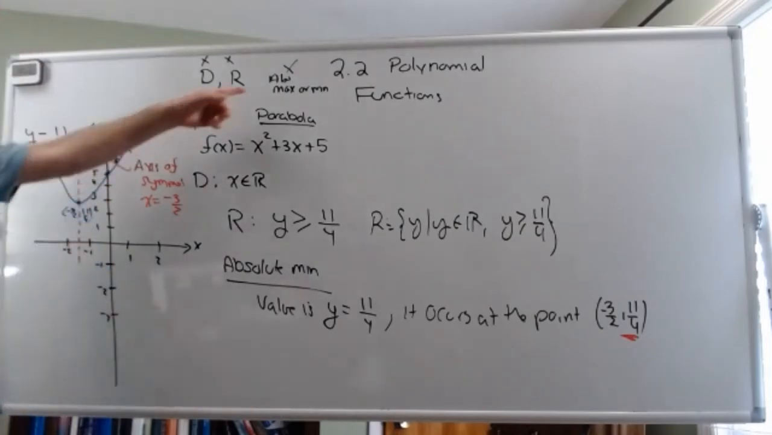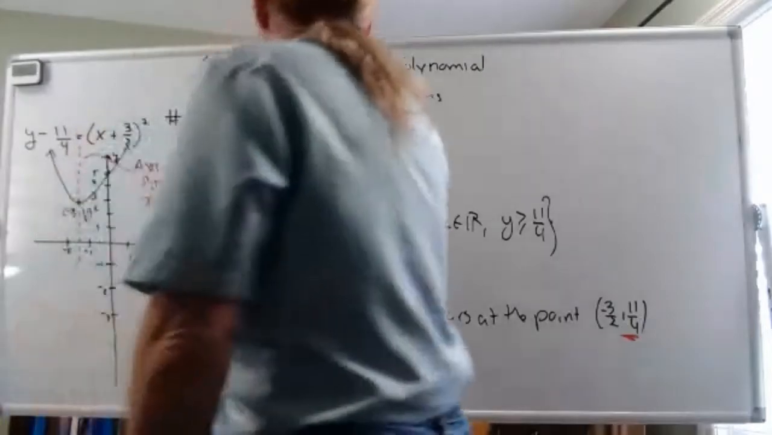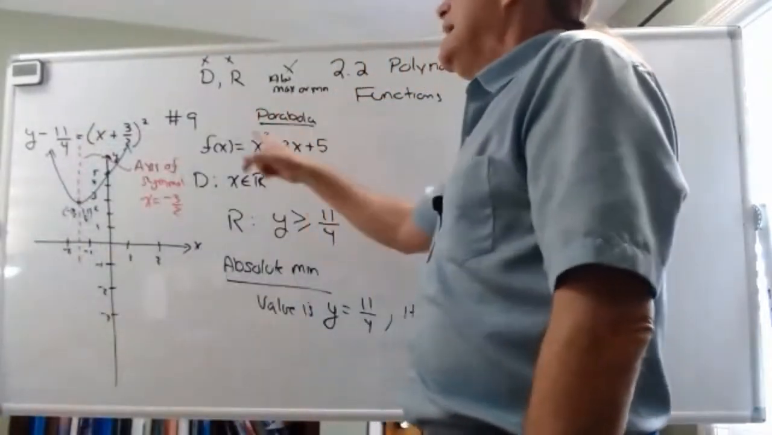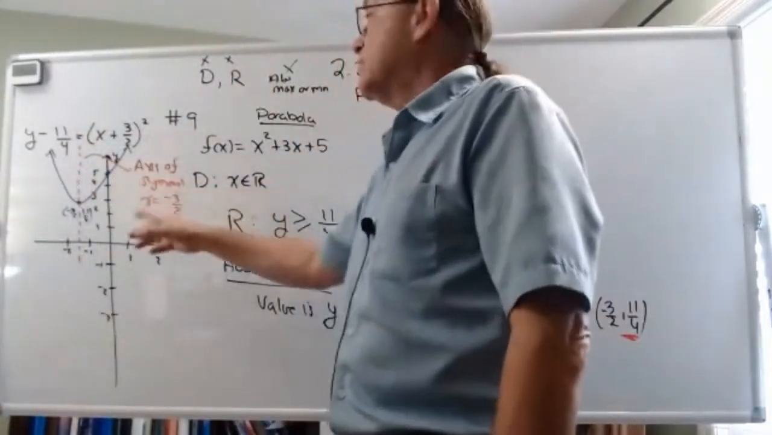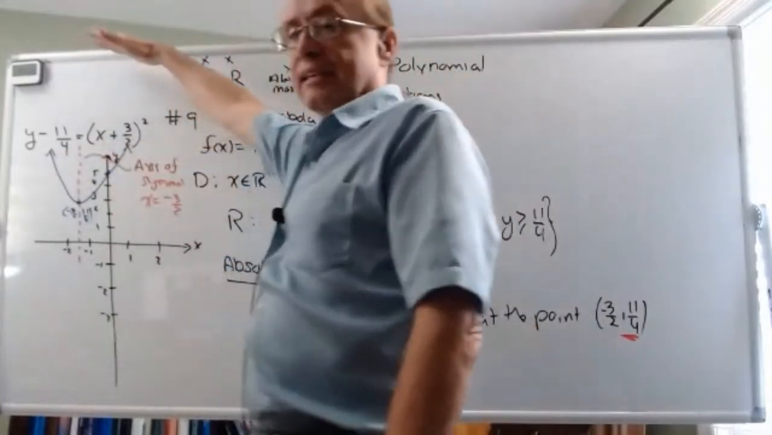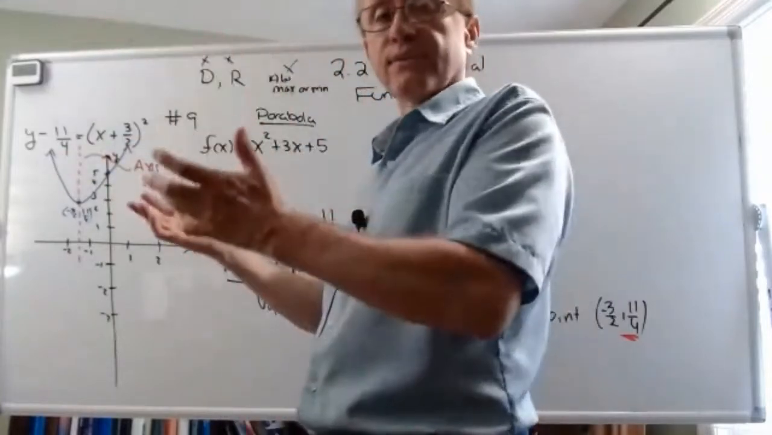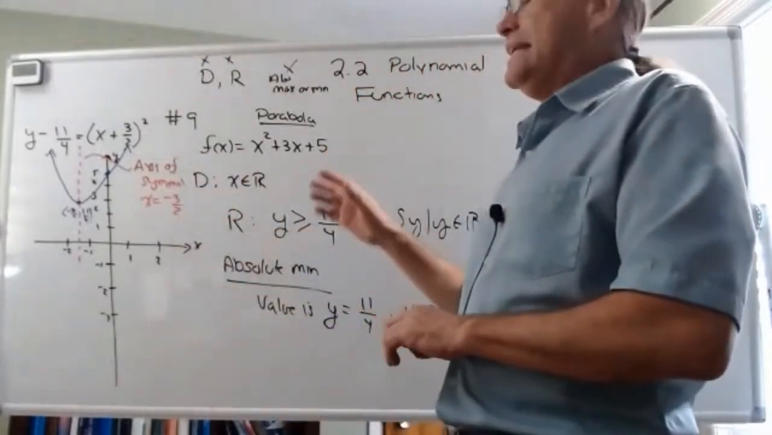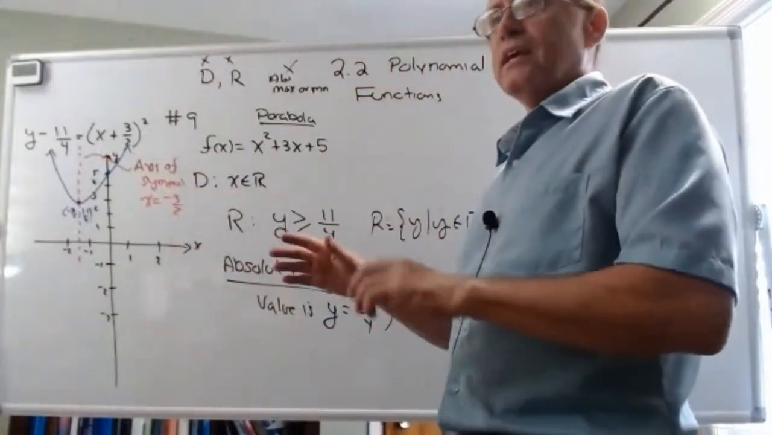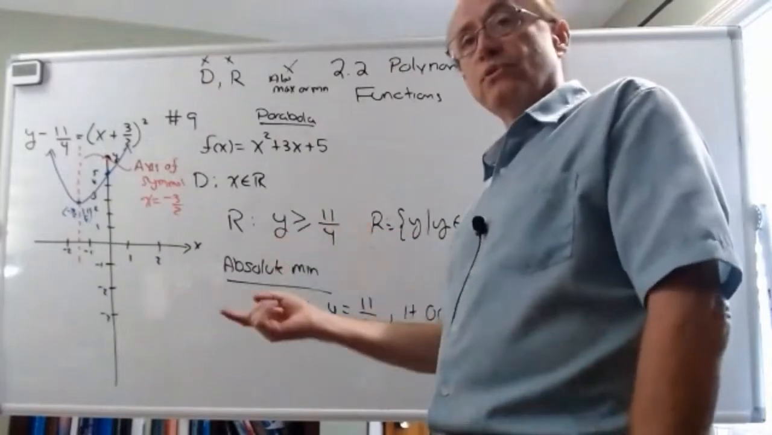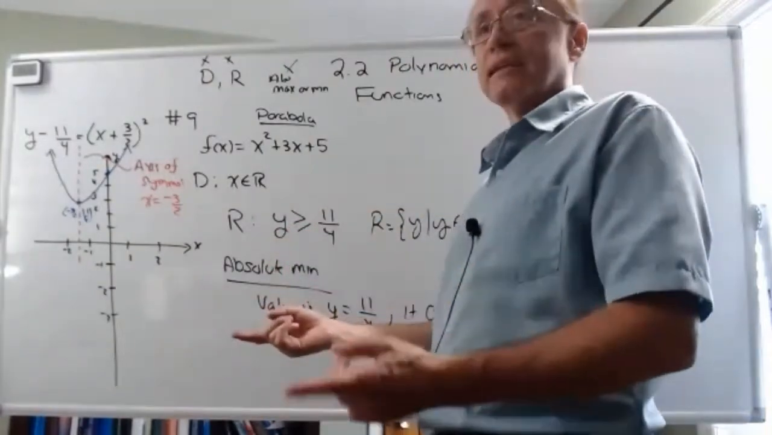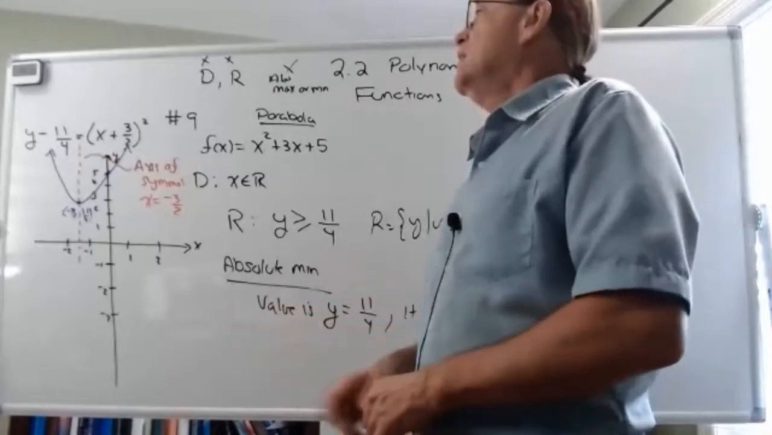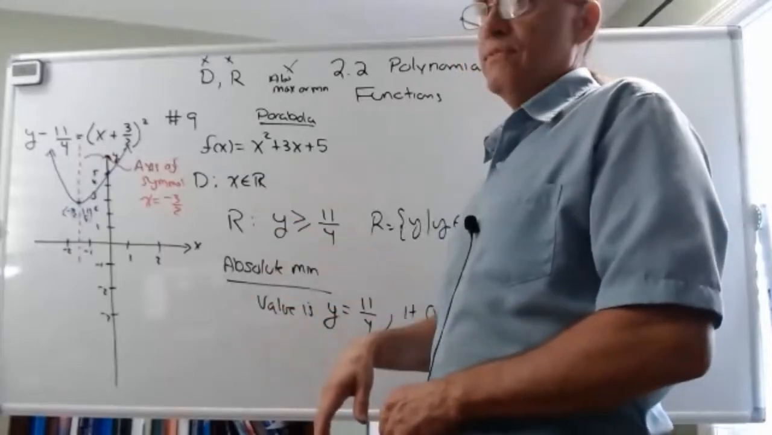Well, in this case, it's asking, what is the absolute max or min? This has no absolute max. It's infinity. Infinity is not a number. It's a limiting process. So in this case, as it said in that theorem, if it's an even degree polynomial, it'll either have an absolute max or an absolute min. Can't have both. It will have one or the other.